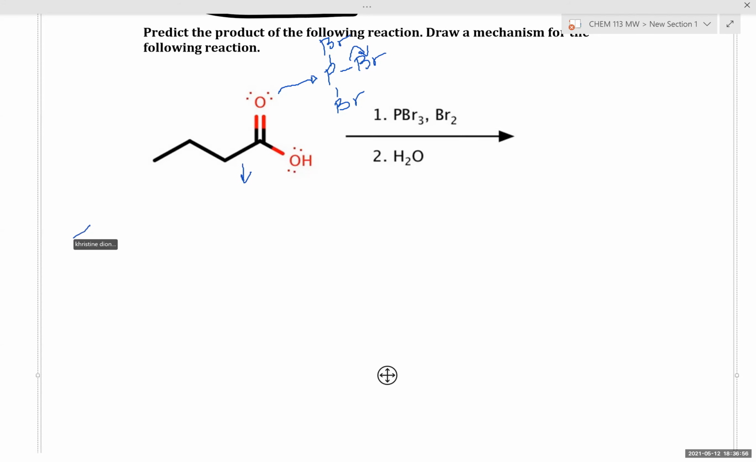So we already have a student starting to share their proposed mechanism on the class whiteboard. And as students work through this mechanism, don't be shy to share your thoughts or questions in the chat. So in this case, for our first step, we're going to attack the electrophilic phosphorus atom of phosphorus tribromide with our nucleophilic carboxylic acid.